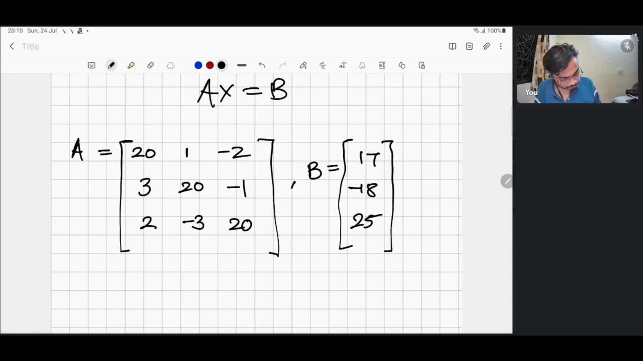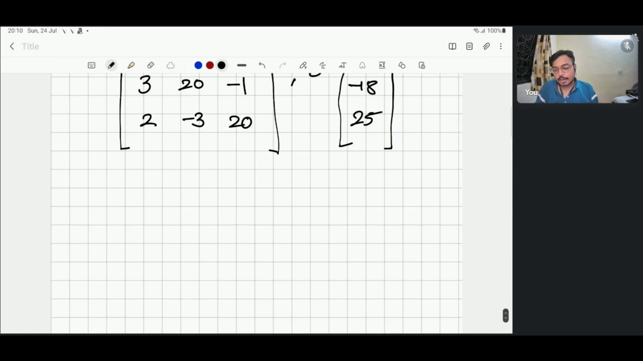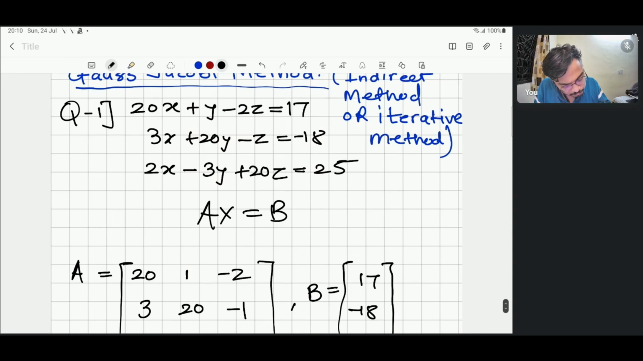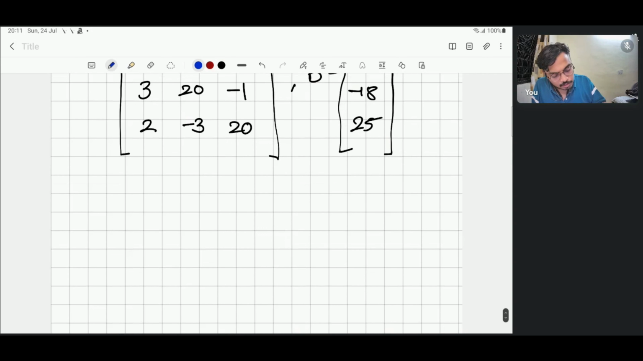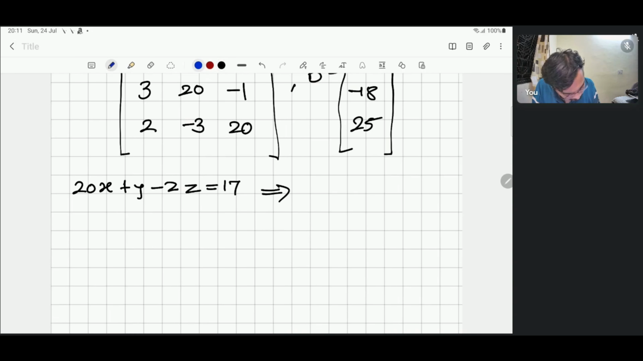Now, here we will try to find each variable from each equation. Like from the first equation, 20x plus y minus 2z is equal to 17, which will give us x. Take the terms from the left-hand side to the right-hand side and equate with x. So x is equal to 17 plus 2z minus y upon 20 is the equation to find x.